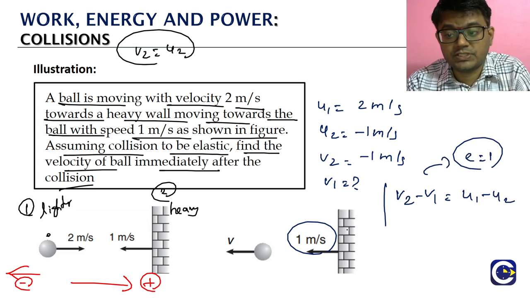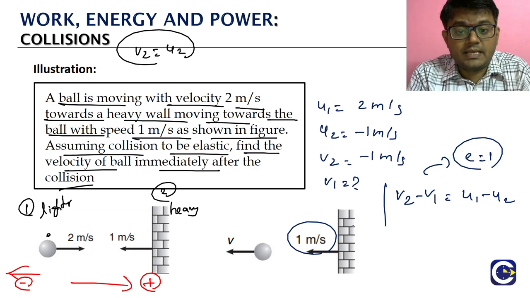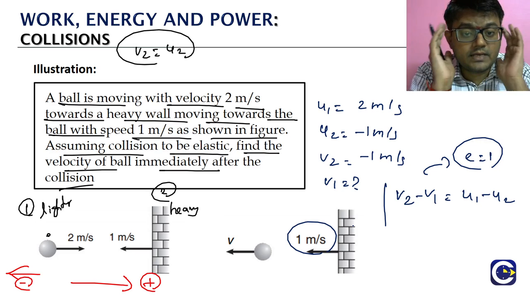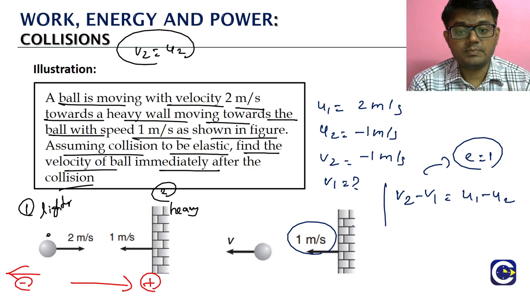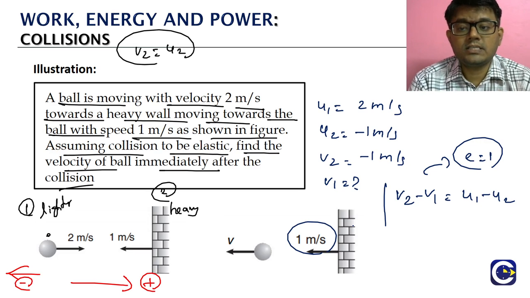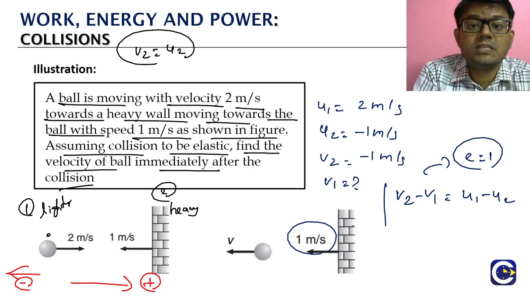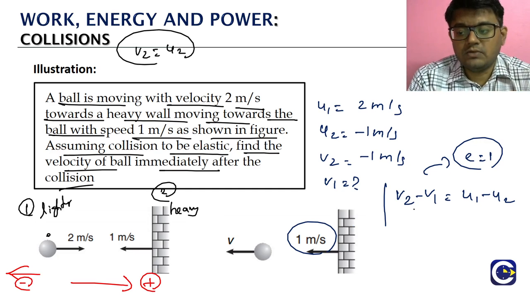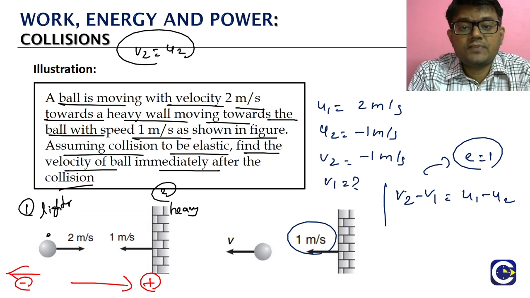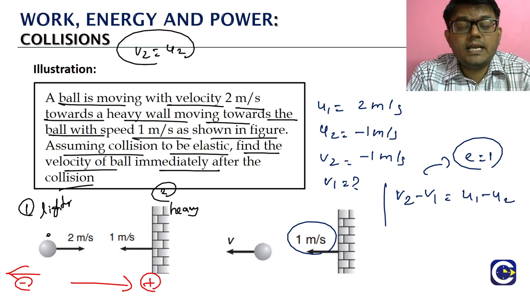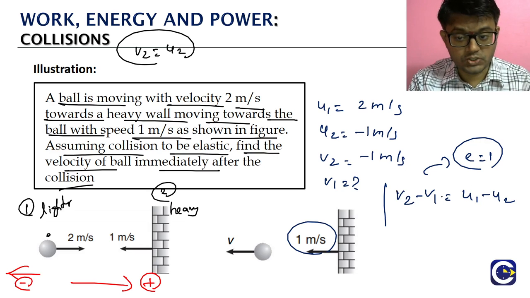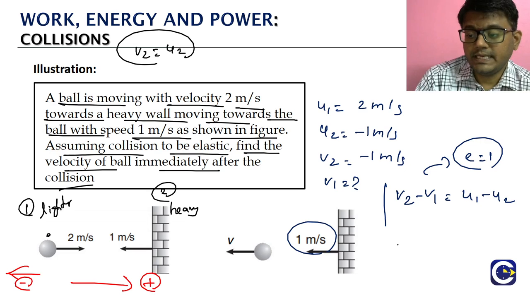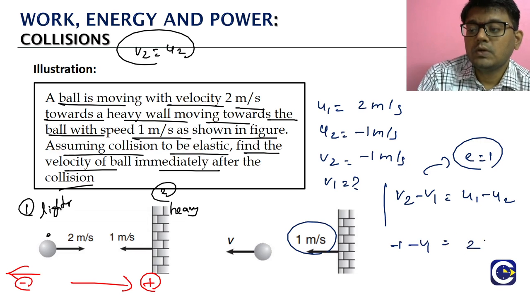Already we got the answer for this question, but if you don't remember the result we derived, what can we do? We can at least remember that when you have a heavy object and a lighter object colliding, the heavy object's velocity does not change. With that concept we can again get the answer by using the coefficient of restitution. How? Look, we know the coefficient of restitution is 1, which means the relative velocity of separation after collision, v2 minus v1, is equal to the relative velocity of approach before collision, that is u1 minus u2. So look, v2 is minus 1, minus v1, this v1 is what we need, is equal to u1, which is 2, minus u2.